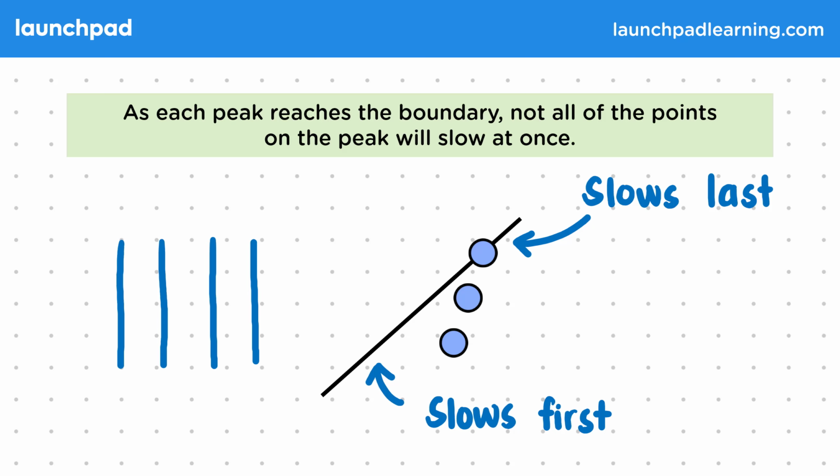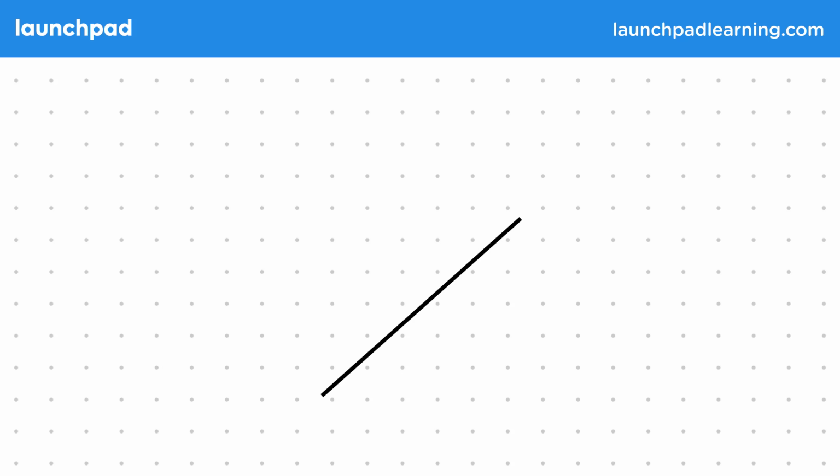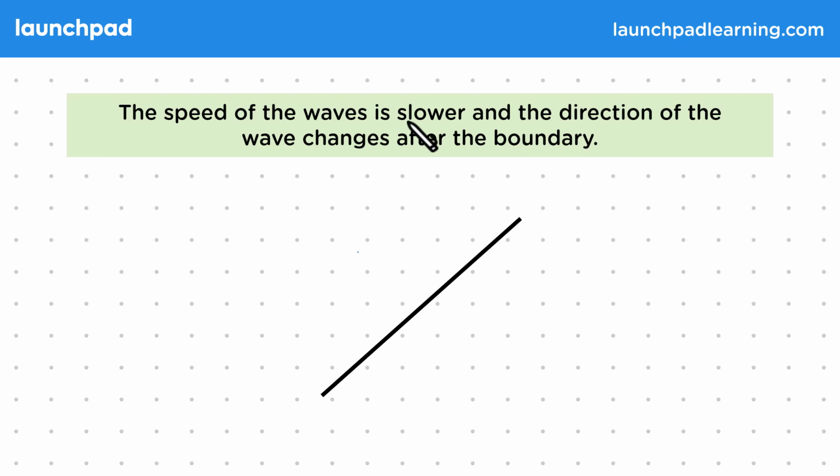So what's the result of this? Well, have you noticed that the line formed by the 3 points has changed? What does this tell us about the motion of the wave as a whole? Well, the speed of the waves is slower and the direction of the wave changes after the boundary.